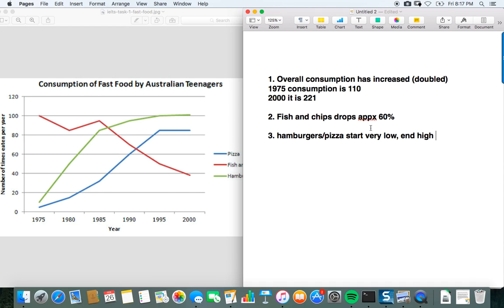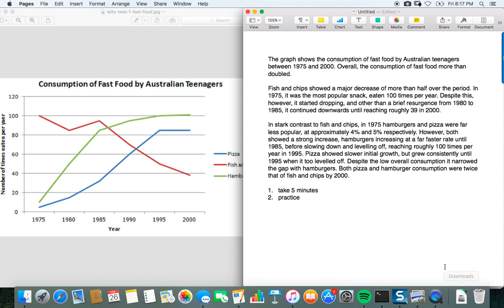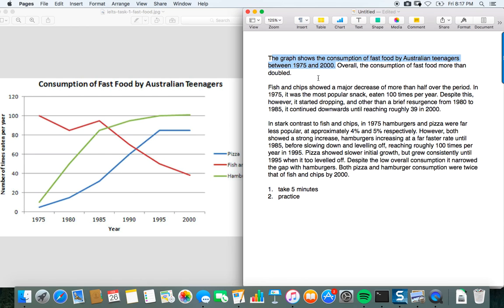Now, let's take a look at what the essay or the task might look like. This is a nice example here. So the first sentence is going to be the paraphrasing of the task. The graph shows the consumption of fast food by Australian teenagers between 1975 and 2000. Now, teachers usually say just paraphrase what's in the task. That's fine. But to be honest, this is not that important for getting you a score.